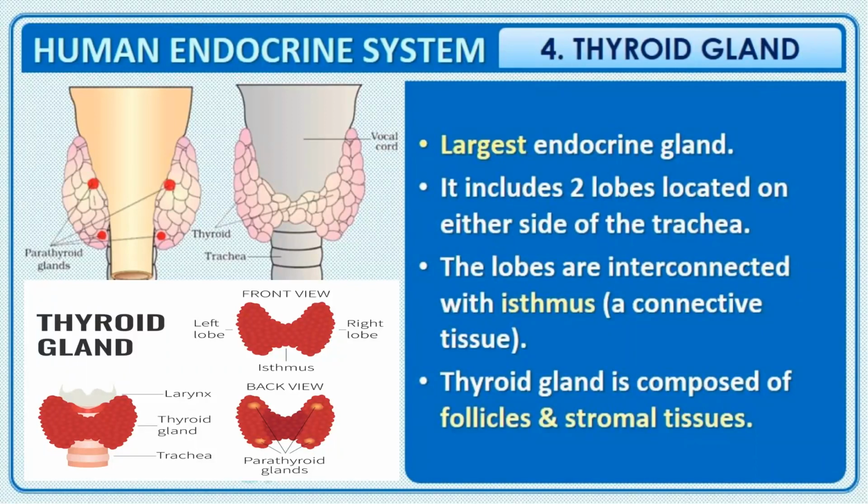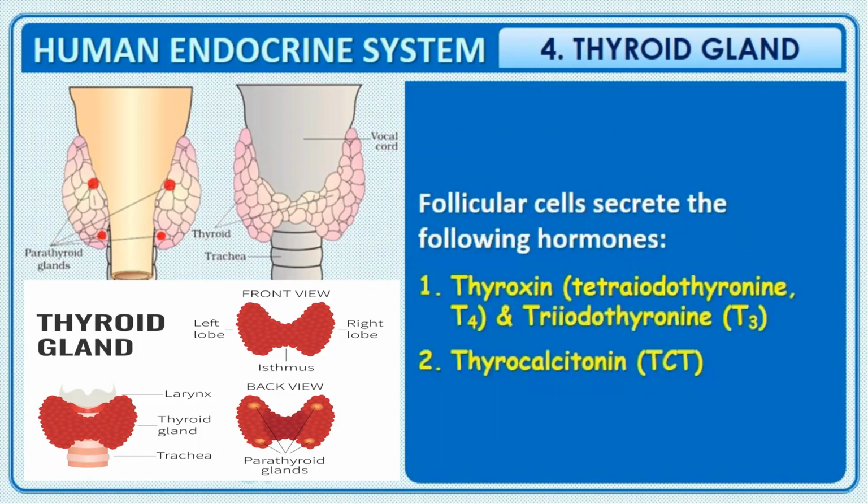We'll begin with the thyroid gland, which is the largest endocrine gland, and it includes two lobes which are connected through the isthmus. The two lobes are located on either side of the trachea. The lobes are interconnected with the isthmus, a connective tissue. The thyroid gland is composed of follicles and stromal tissues.